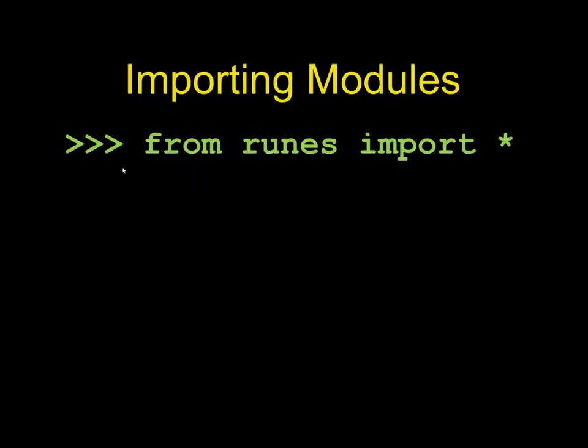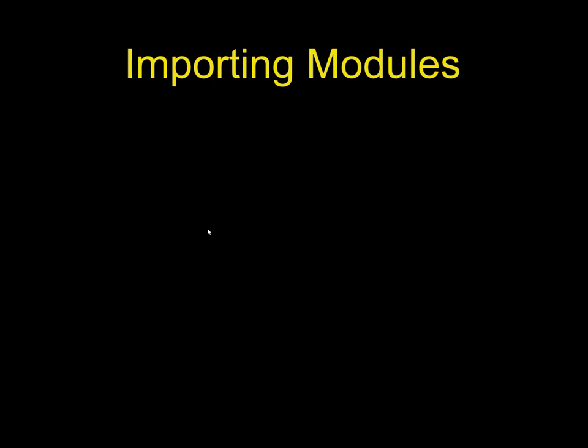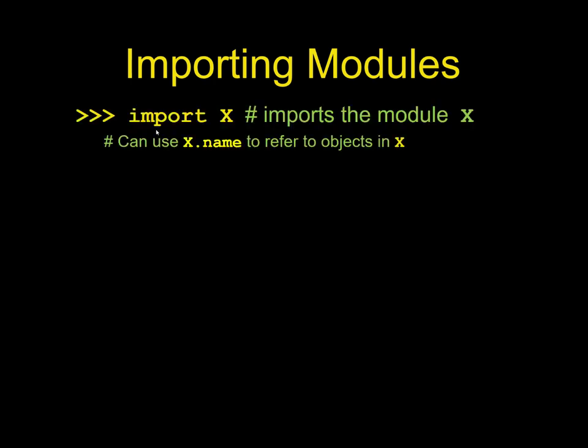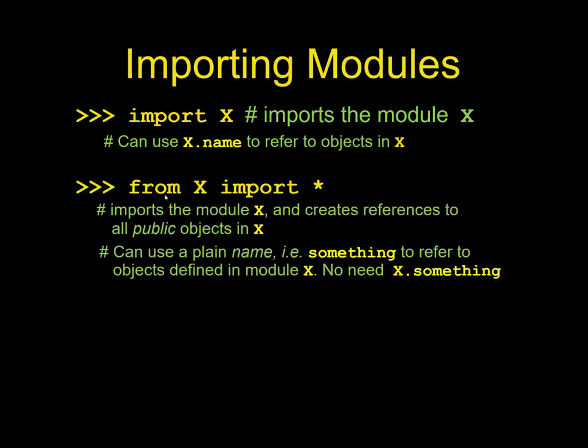So for us to work with the picture language, we will have to import runes.py. So we say from runes import star. This star means all the functions inside runes.py will be imported. There are other ways to import modules. We can say import x. In this case, when we need to use a particular function inside x, we have to say x.name. We can also say from x import star, like what we did from the runes.py. In doing so, when we need a particular function inside x, we can say simply that something instead of x.something.